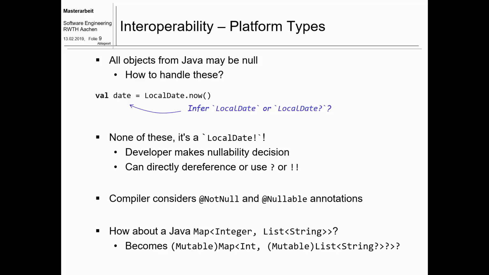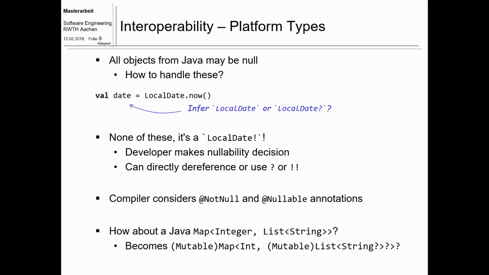So in short, the compiler cannot always make the right decision here, so it decides to transfer the decision to the developer. However, you can help the compiler by using not null or nullable annotations in your Java code, and then it's actually going to use these and infer the corresponding type, so either the nullable or the non-nullable type. And just to exemplify that this can also be a bit more complex, if you're having generics or if you're using collections, like a map of integer to a list of string, then the compiler could infer all kinds of types for this, because the map might be a mutable map if it comes from Java.